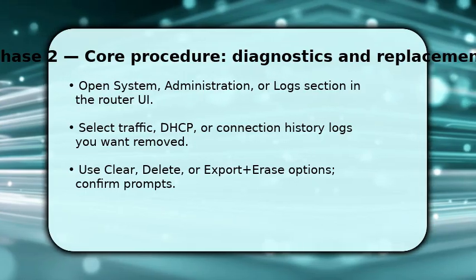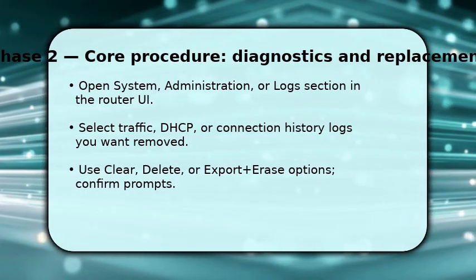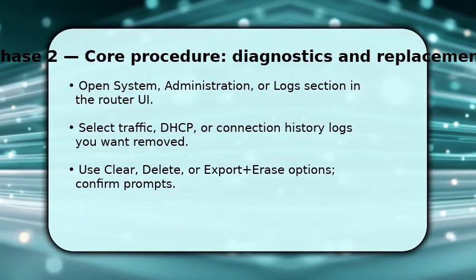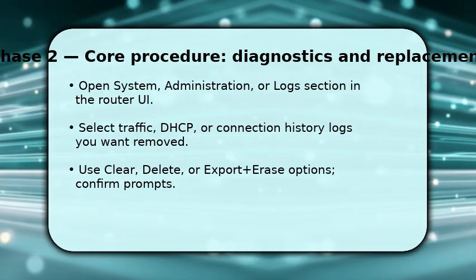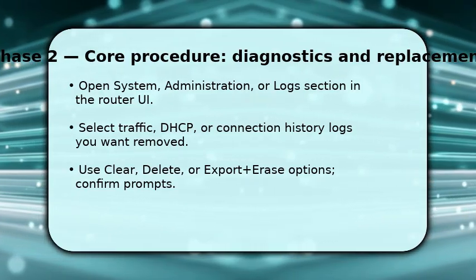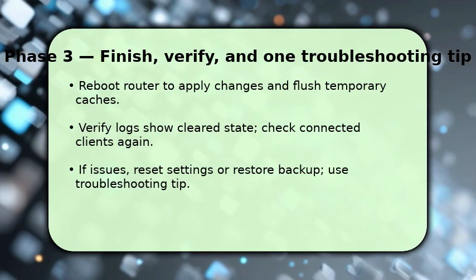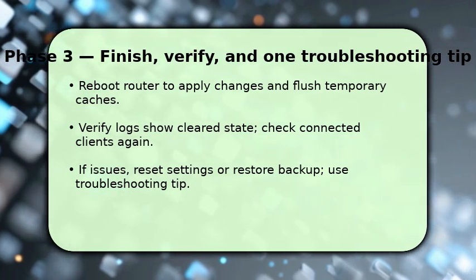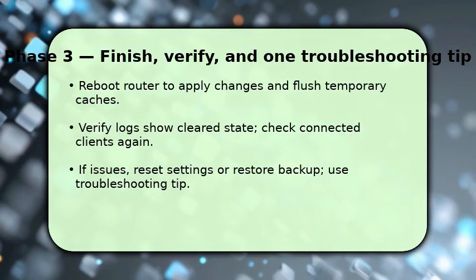If there's no UI control, download the log and edit locally. Then upload a cleaned file or perform a firmware-supported reset to remove recorded entries. Finally, reboot the router so cache and temporary records are flushed and your changes persist.